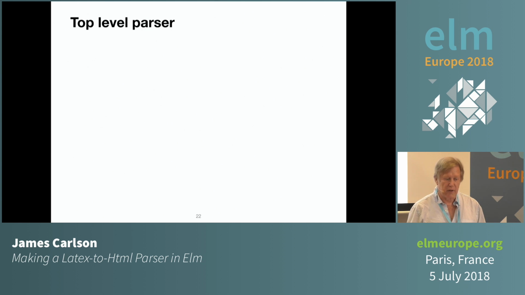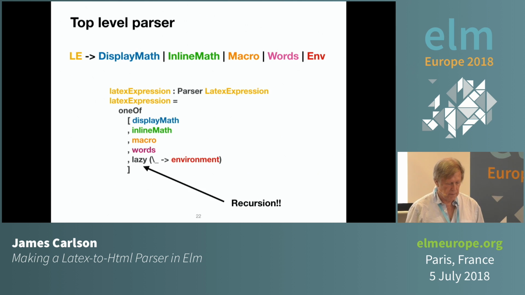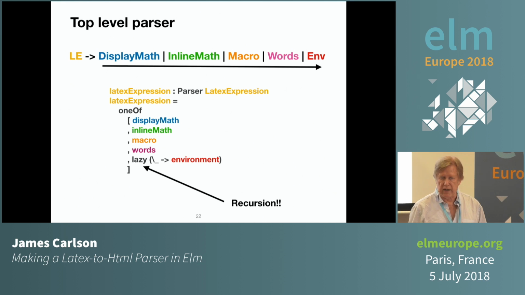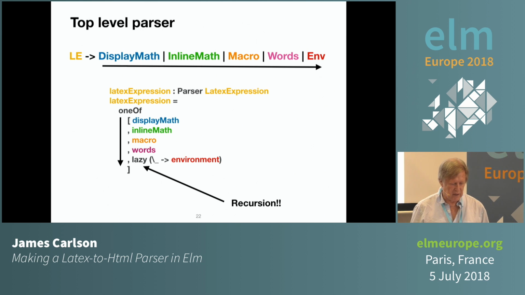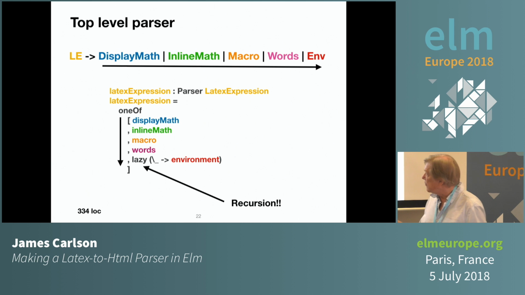So let's look at the top-level parser. There it is. I've just repeated with better colors the production for a LaTeX expression. And there is the parser. Notice that reading across the right-hand side of the production is like reading down the code for the parser. I've used the one-of combinator instead of a parser pipeline. So that means I first see if I can gobble up a display math element. If I can't, I try inline math. If I can't do that, I try a macro and so forth. The last one is the most interesting one, the environment.